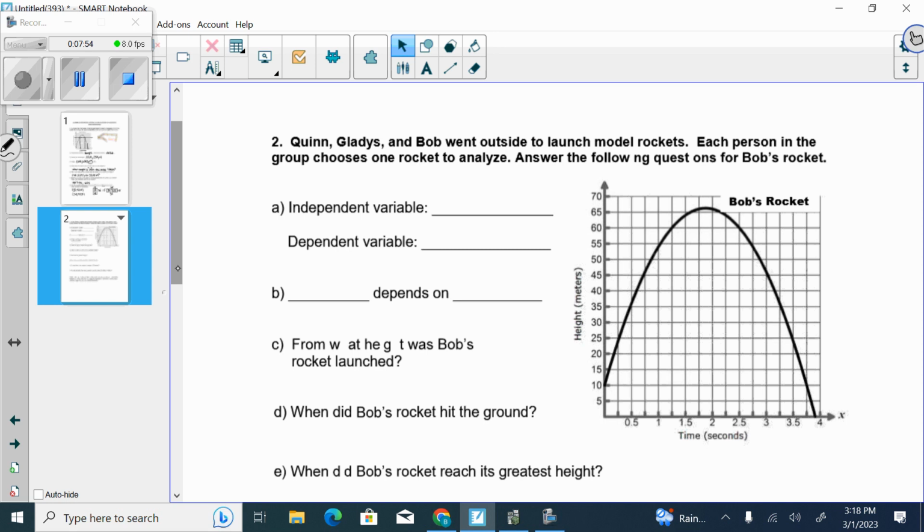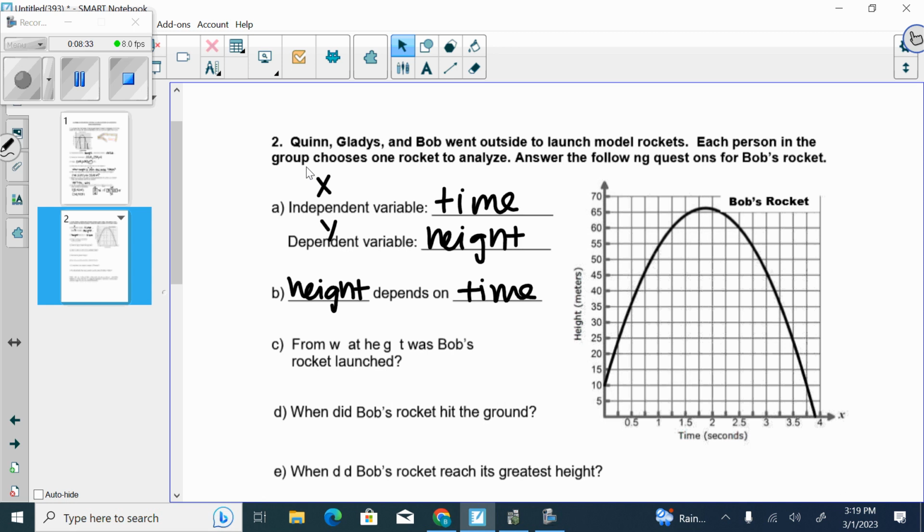First, they ask for the independent variable. What's my independent variable? Time. Right, good. Because remember, this is my x-axis. So what's my dependent variable? Height. Right, because this is on my y-axis. Good. Right. So what depends on what? Very good. Right, makes sense because how high the rocket is in the air depends on how much time or how many seconds has passed, right? Okay.